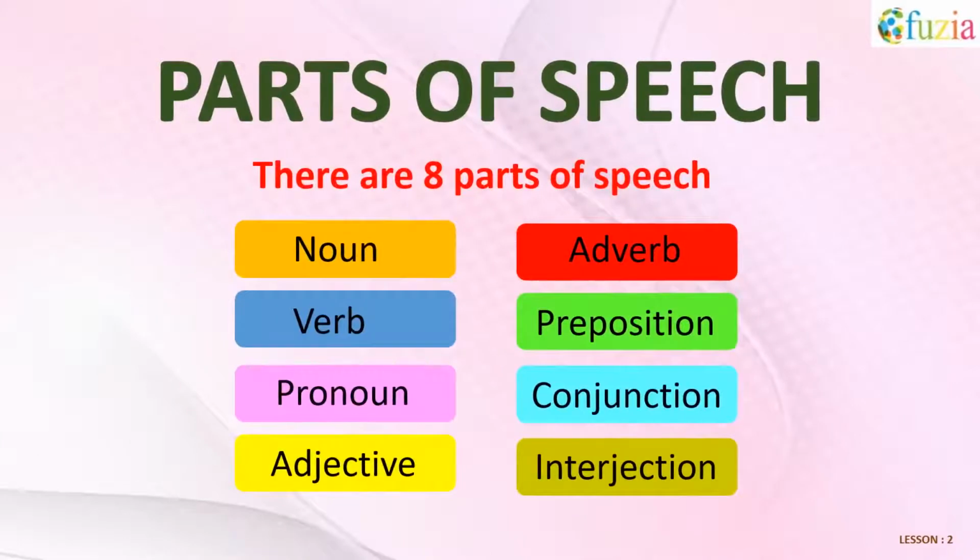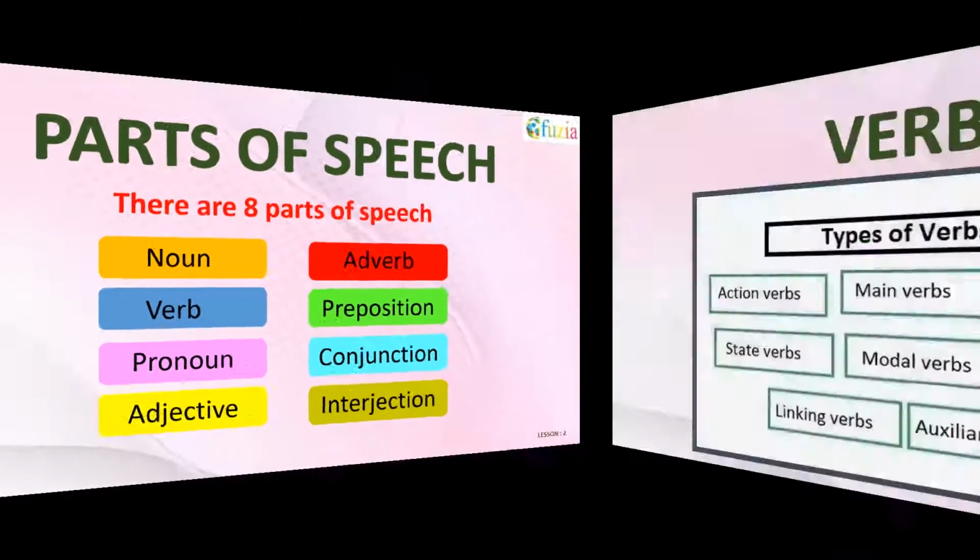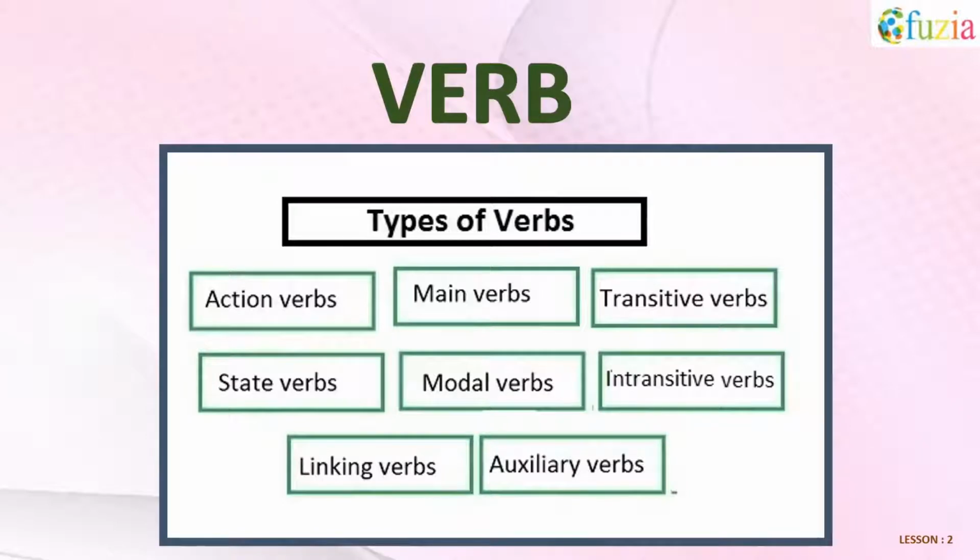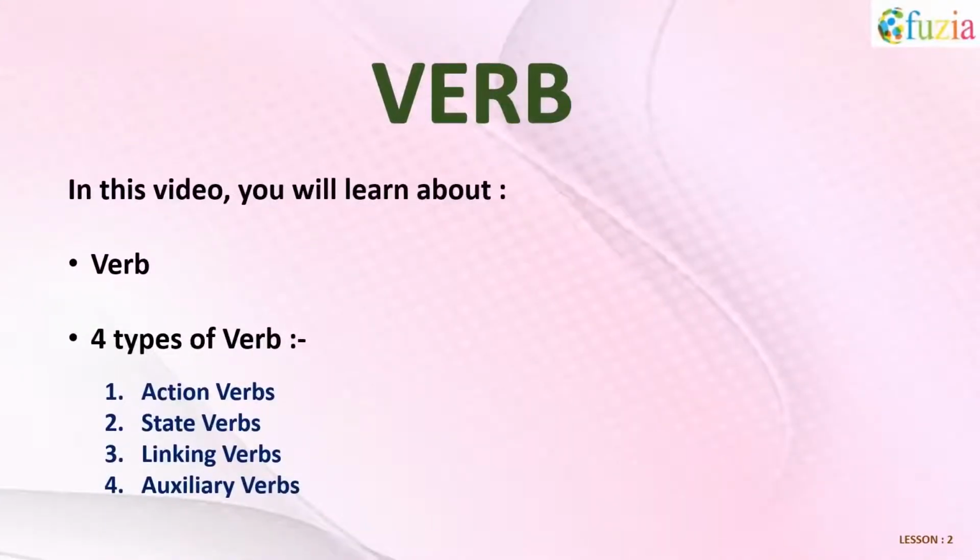Let us first quickly see the different parts of speech. There are 8 parts of a speech which are noun, verb, pronoun, adjective, adverb, preposition, conjunction and interjection. In this picture you all can see different types of verbs. In this lesson, you will learn about verb, its types and use. There are 4 types of verb: action verbs, state verbs, linking verbs, and auxiliary verbs.